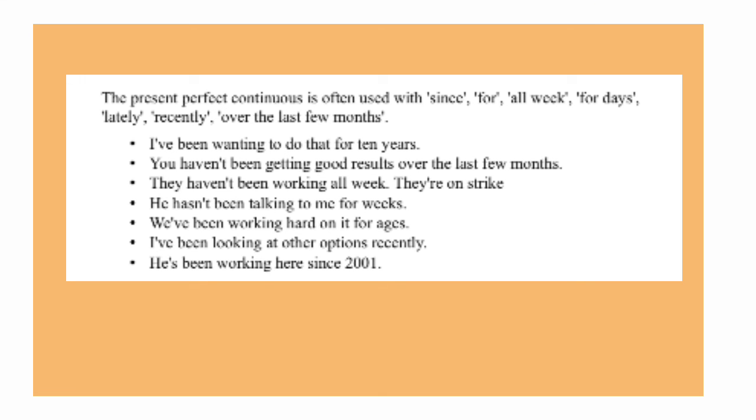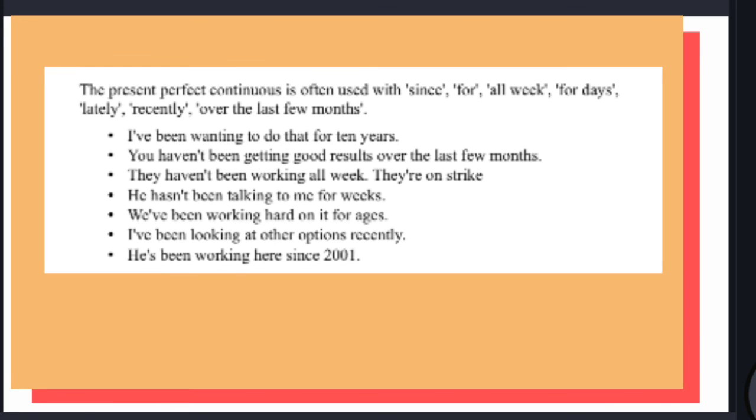The present perfect continuous is often used with since, for, all week, for days, lately, recently, over the last few months. Examples: I've been wanting to do that for 10 years. You haven't been getting good results over the last few months. They haven't been working all week. They're on strike. He hasn't been talking to me for weeks. We've been working hard on it for ages. I've been looking at other options recently.